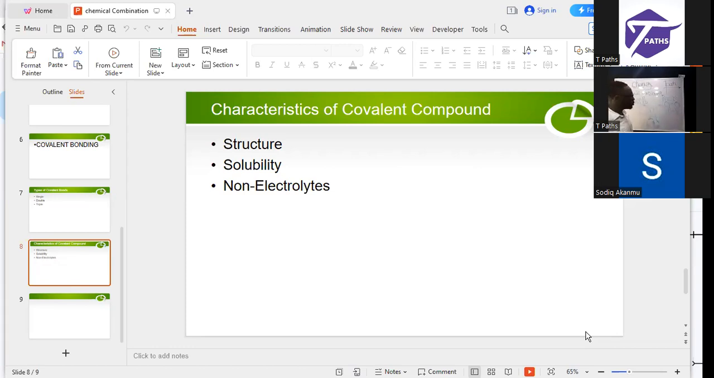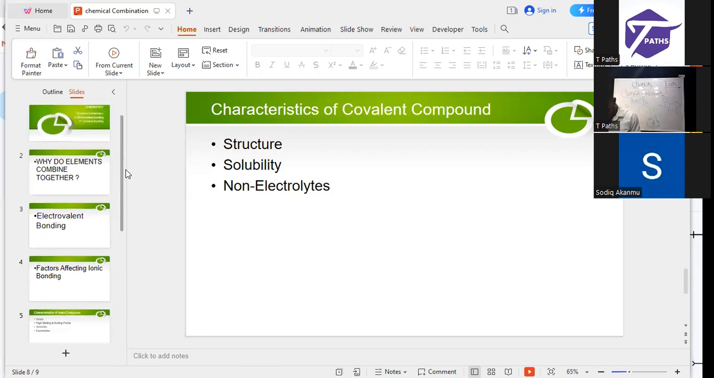Then electrolyte: they are not electrolytes, they are non-electrolytic in nature. And also, please note polar and non-polar. Polar is common in ionic bonding, and non-polar is common in covalent bonding.